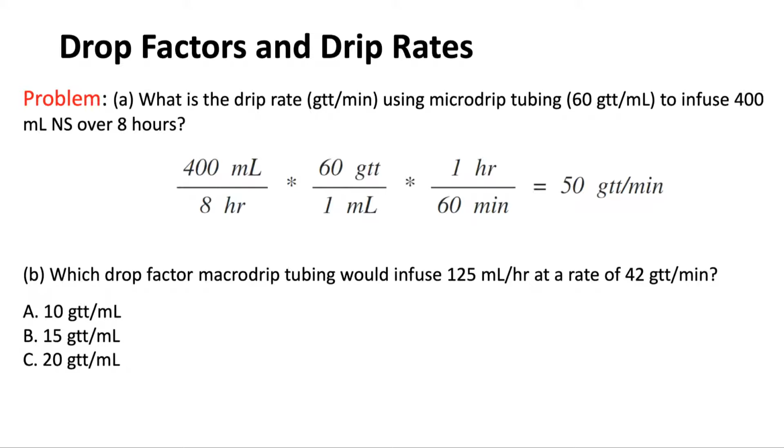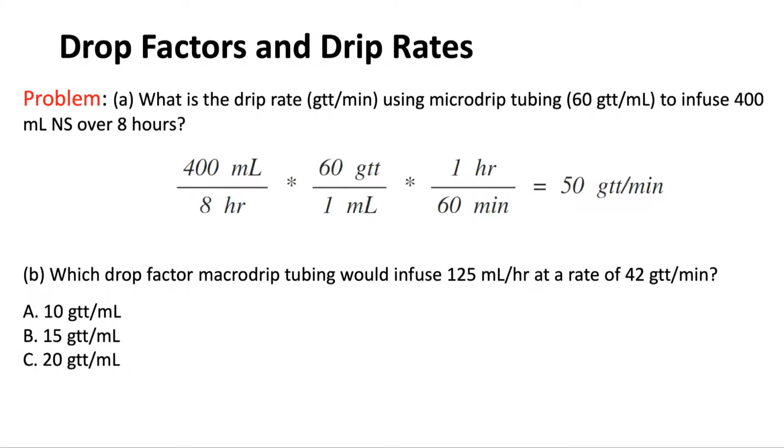And that's the answer to letter A. So let's go down to letter B, and it says there are some options there to choose from. It says, which drop factor macro drip tubing would you want to use? So here are the different tubing sets. We have some macro drip tubing that has 10 drops per mil, 15 drops per mil, and 20 drops per mil. Those are physically different boxes that I could choose to use to administer this drug.